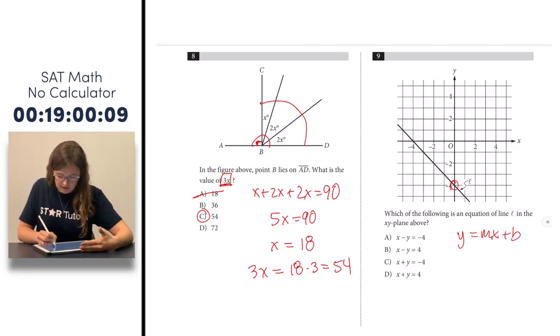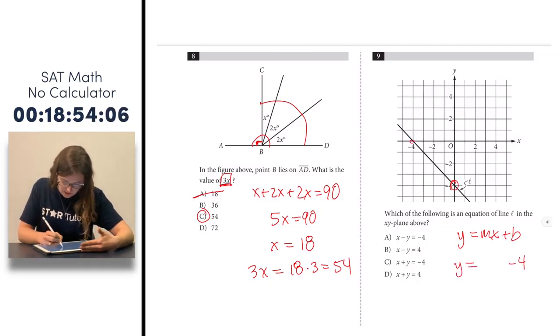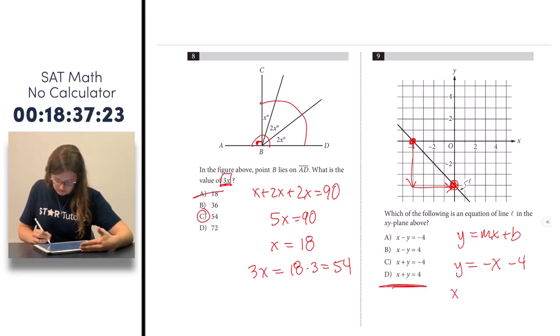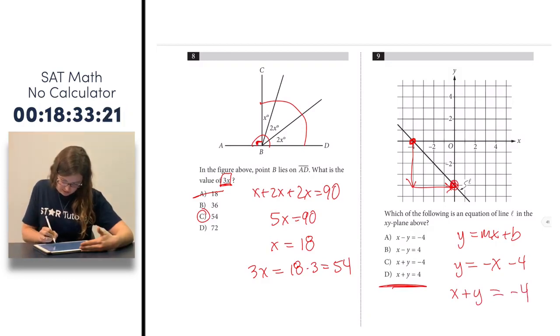So we've got the y-intercept here is -4, so that's my b. And then what's my slope? I went down 4 and over 4. So my slope is -1. So I've got y equals -x minus 4. And then I notice all these answers have x and y on the same side. So I move the x over. I get x plus y equals -4. X plus y equals -4, C.